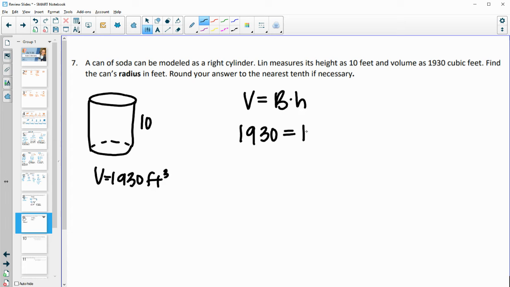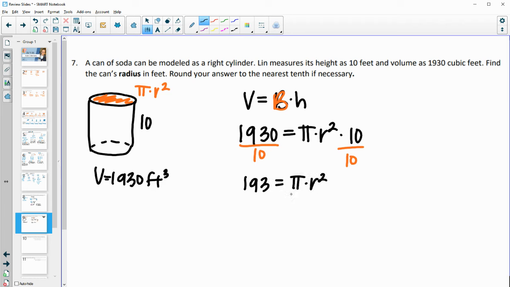And then we know that that equals pi times the radius squared for the area of our circle, and then times the height, which is 10. So remember that this base shape here, this is area of the base. So that's pi times the radius squared for a circle. So now we'll just start solving. So we can divide by the height. So then we get 193 equals our base area, right? Equals our pi r squared.